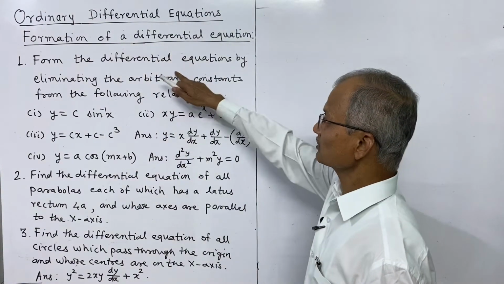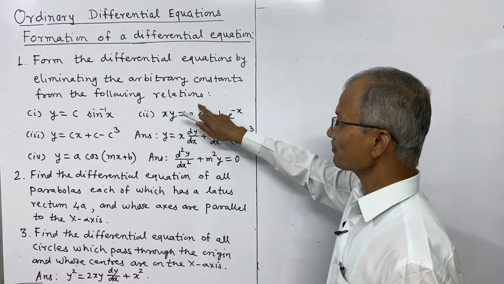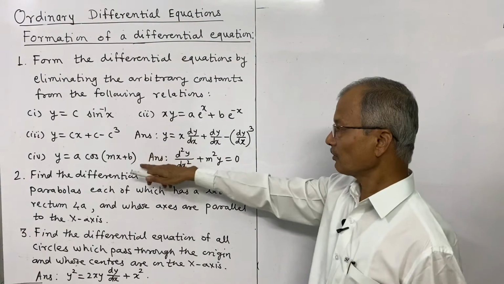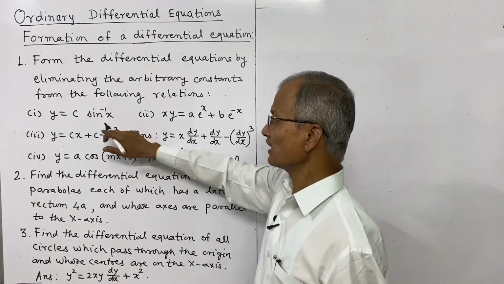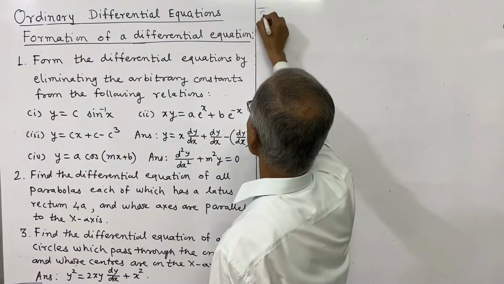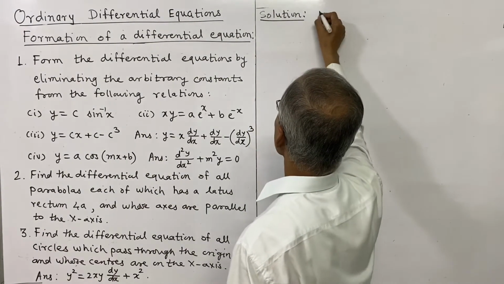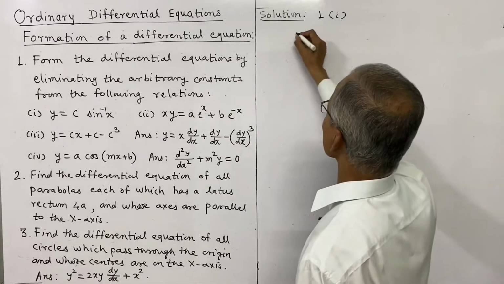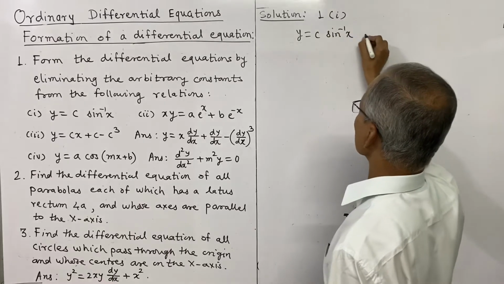The first is: form the differential equation by eliminating the arbitrary constants from the following relations. Here I have written four relations. First is y = c sin⁻¹x. So the solution for this problem: the given relation is y = c into sin⁻¹ of x.